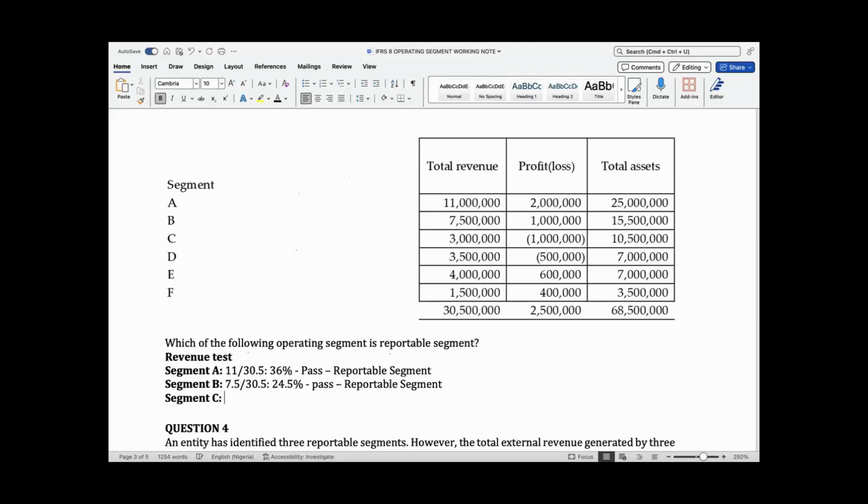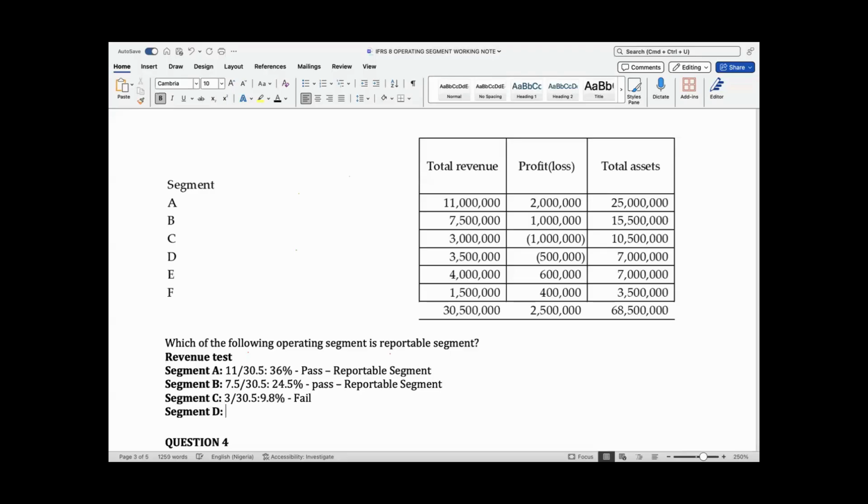Segment C, this will be 3 divided by 30.5. So 3 divided by 30.5. Wow, almost. That's 9.8%. Fail. So we can't see whether it's a reportable segment. This one for C, we still need to check profit or loss test and asset test. So we cannot approximate. No, don't approximate.